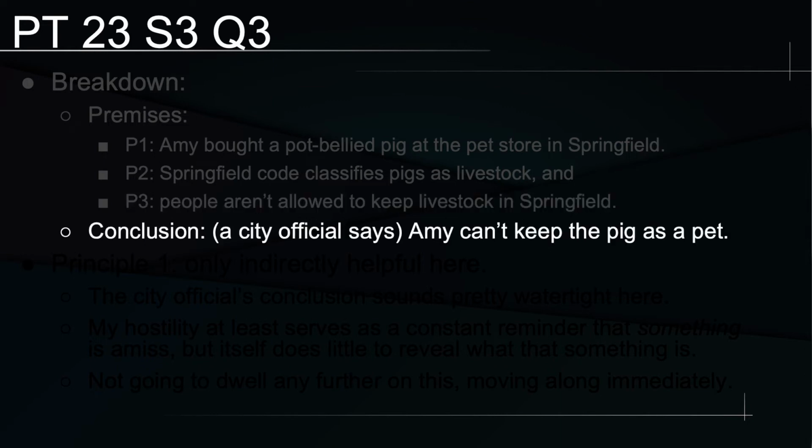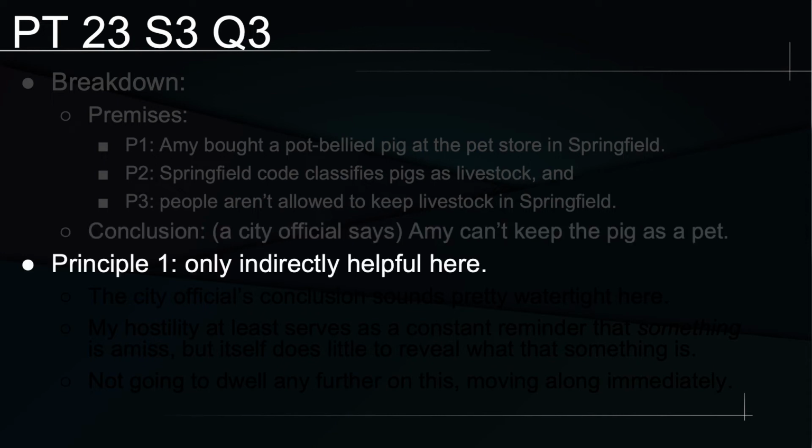As for the conclusion, our conclusion is that a city official says that Amy cannot keep the pig as a pet. So yes, we do have 3 premises, and that does seem a little bit higher than normal. Usually it's just 1 or 2 premises, but all told, it seems pretty solid here.